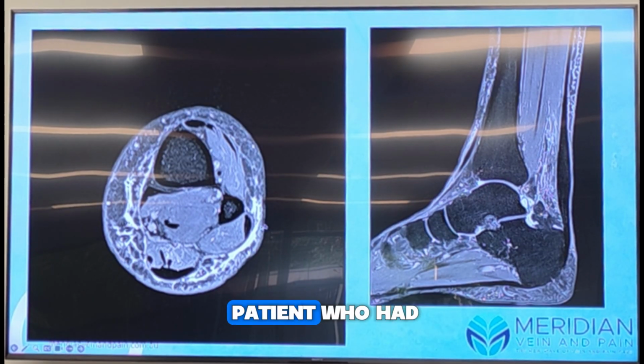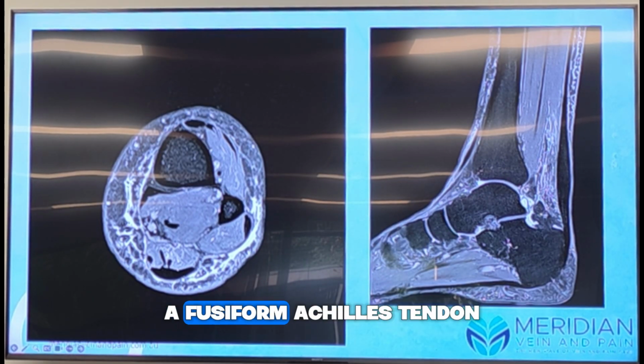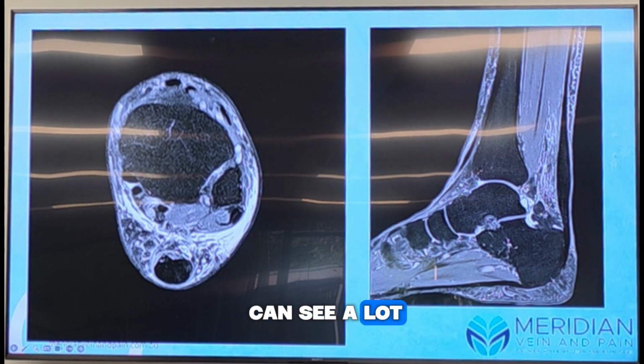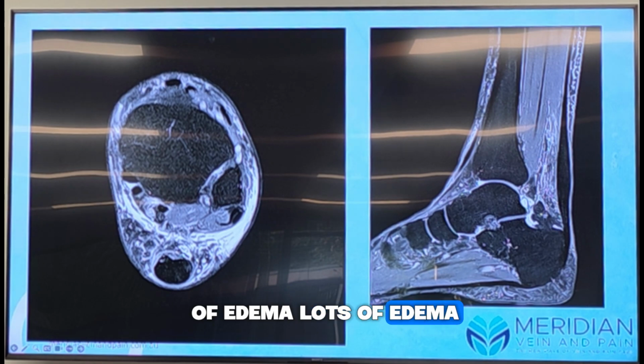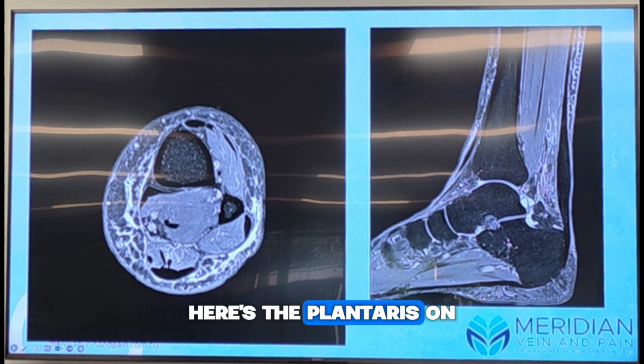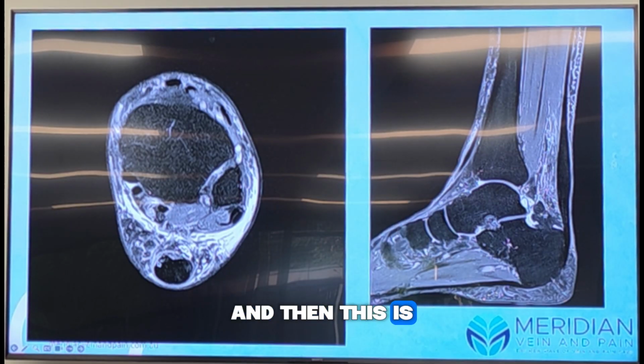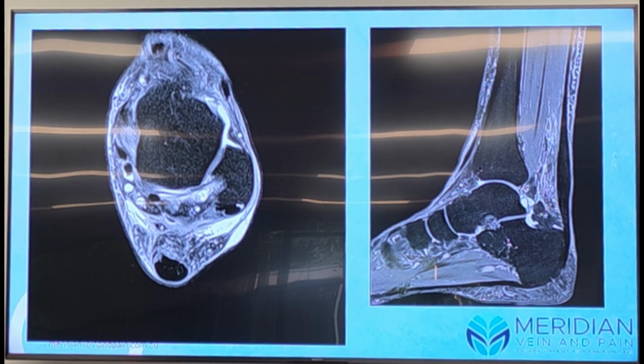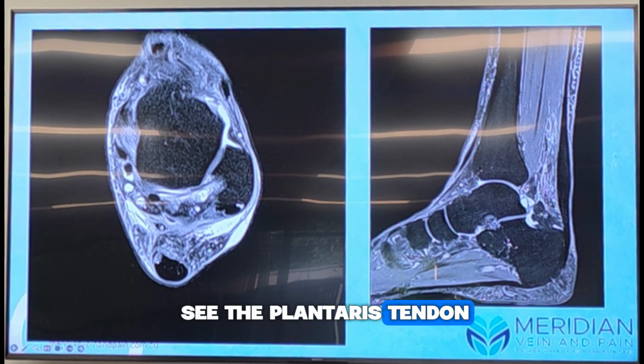So this was one patient who had a fusiform Achilles tendon. On MRI, you can see a lot of edema, lots of edema. Here's the plantaris on the medial aspect. And then this is the plantaris there. And as we go down, that's the site of maximum impingement. That's where he was point tender. That's where most of the inflammatory change was. And then you can see the plantaris tendon coming off there.